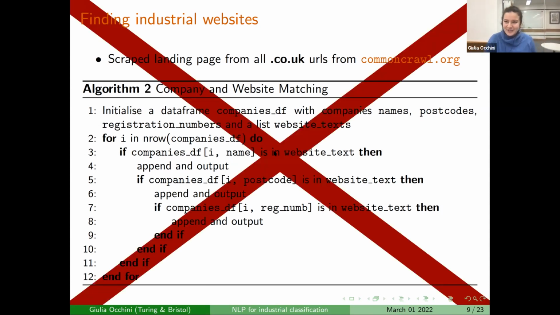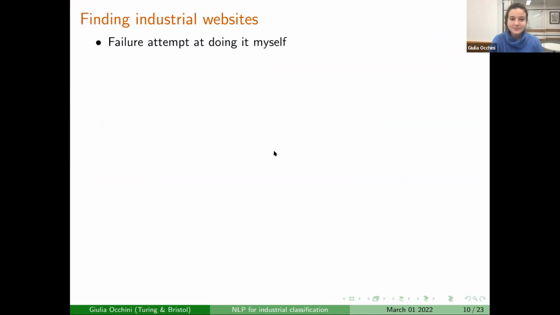Unfortunately, this didn't work because generally the way that companies call themselves on the website is quite different from the way that they call themselves in the registration. So if a company, for instance, was called Giulia Ltd, they probably wouldn't call themselves Giulia Ltd on their website.